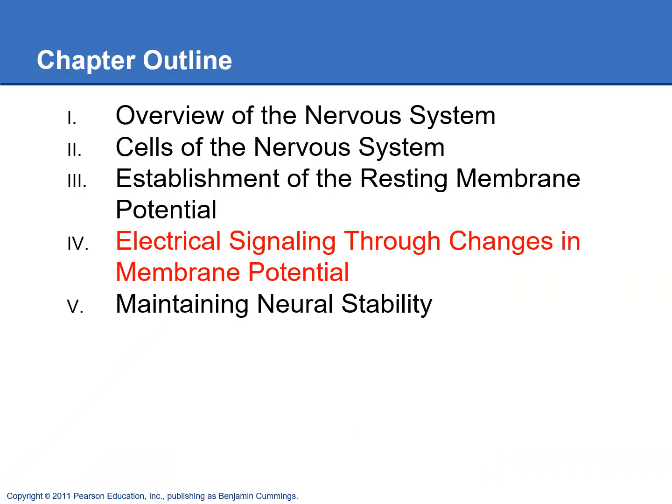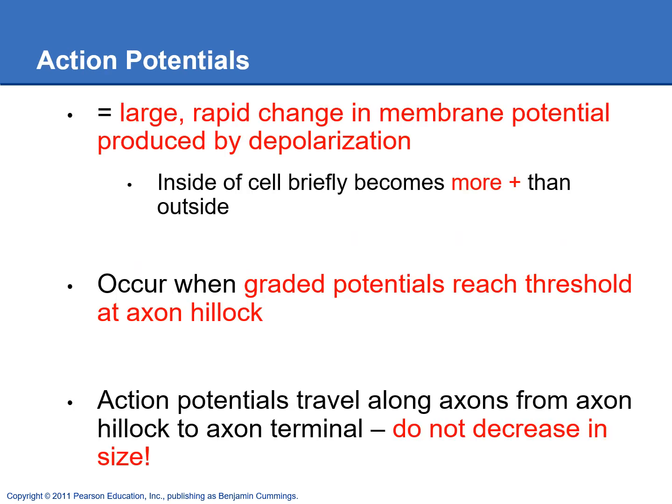We're going to take a look at action potentials in this video. Action potentials are large, rapid changes in the membrane potential produced by depolarization. And they occur when graded potentials reach threshold at the axon hillock and open up the voltage-gated sodium and voltage-gated potassium channels. And action potentials are very different than graded potentials because they don't decrease in size. So they're very good for long distance communication, and they will travel down the axon to the axon terminal.